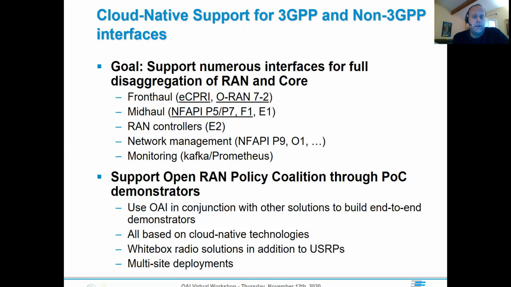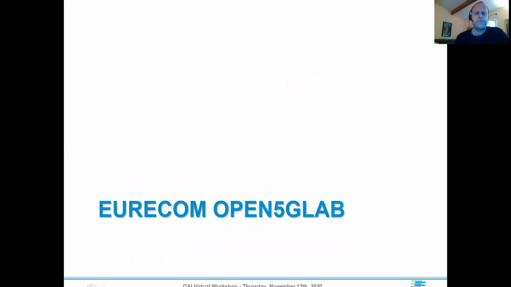We want to support, in this spirit, the Open RAN Policy Coalition through proof of concept demonstrators. By this, we mean the use of OpenAirInterface in conjunction with other solutions to build end-to-end demonstrators. And all of this should be based on cloud-native technologies, using Whitebox radio solutions, and I can give a couple of examples in a minute, in addition to USRPs. And we should also strive for multi-slice deployments in order to test these ideas.